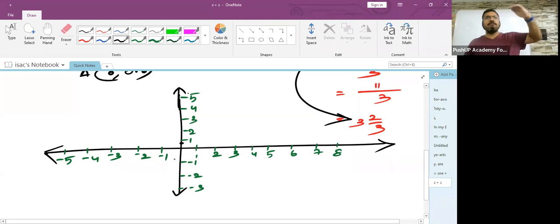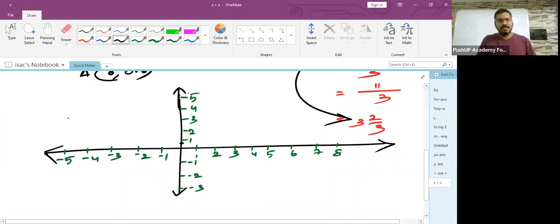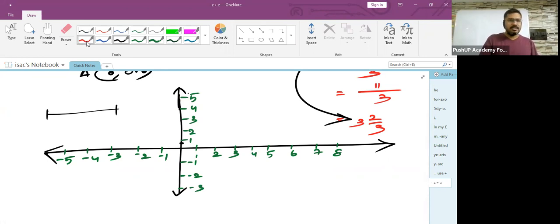Just after 0.5, you will get 0.6. Do you agree with that? Children, your 1 centimeter is divided into how many millimeters? 10 millimeters, right? And this is how it is plotted. 1, 2, 3, 4, 5. 1, 2, 3, 4, 5. Right? This is how it is scaled.